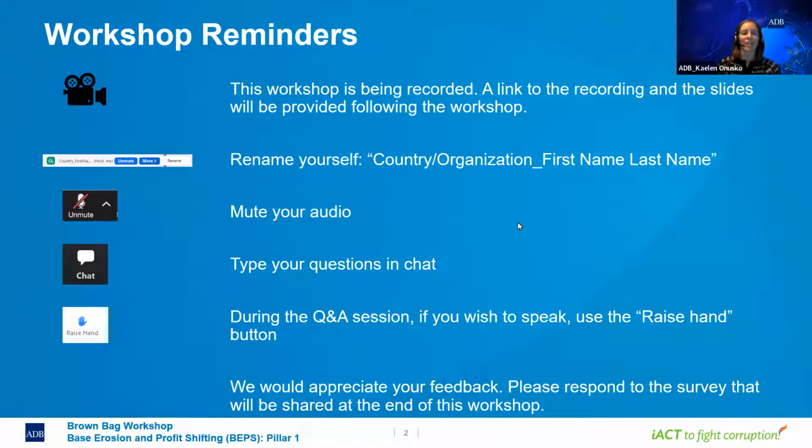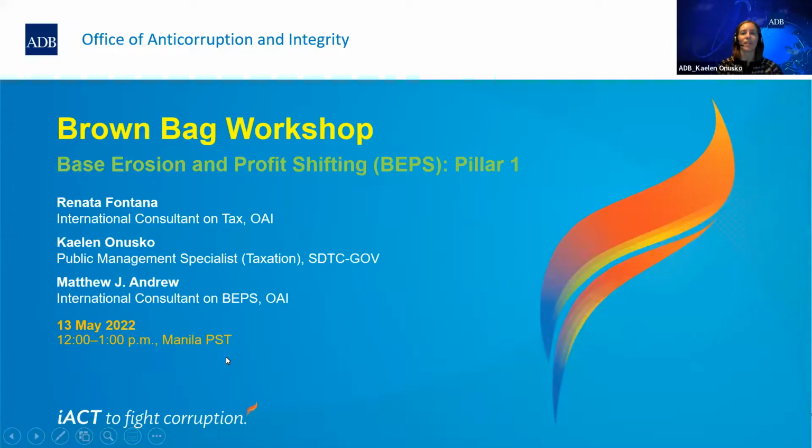Welcome to this first of a two-part workshop on the BEPS two-pillar solution. As you know, this two-pillar solution was agreed to by 137 member jurisdictions of the BEPS Inclusive Framework in October of last year. We'll be focusing on the Pillar 1 package during this workshop.